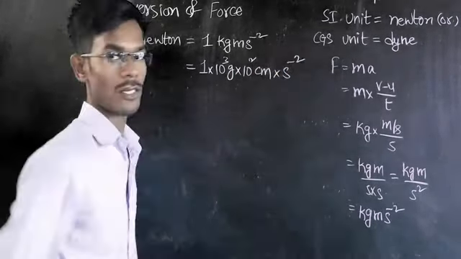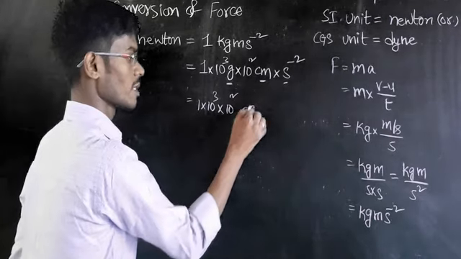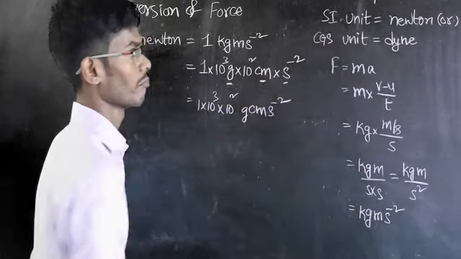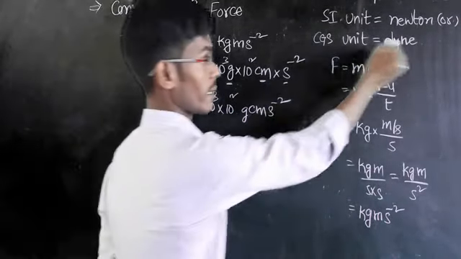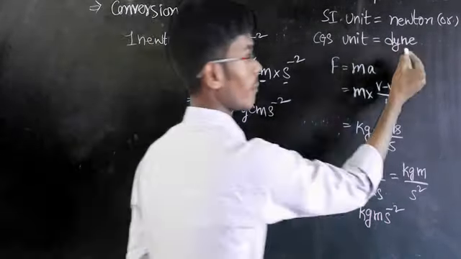Then write all the multiples to one side: 1 into 10 power 3 into 10 square. Then gram, centimeter, S power minus 2. See here, 1 dyne means gram, centimeter, S power minus 2.